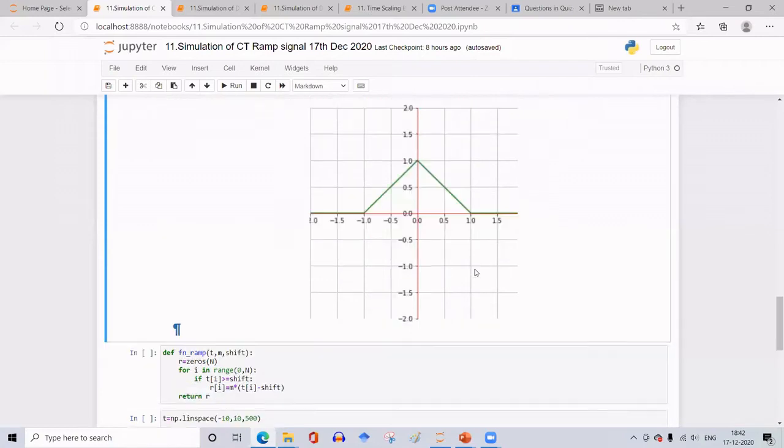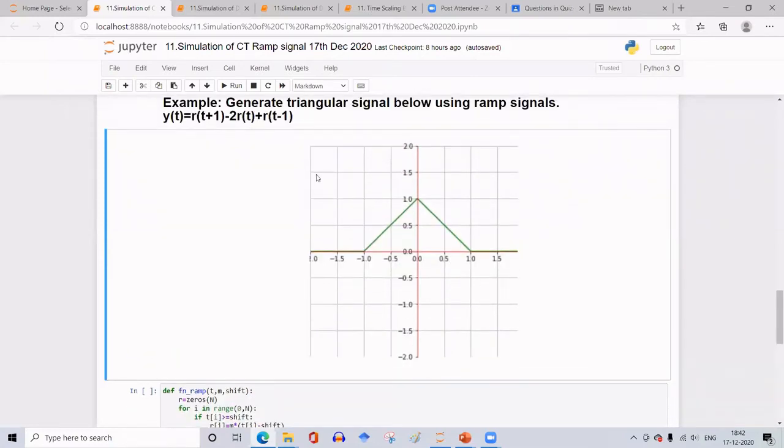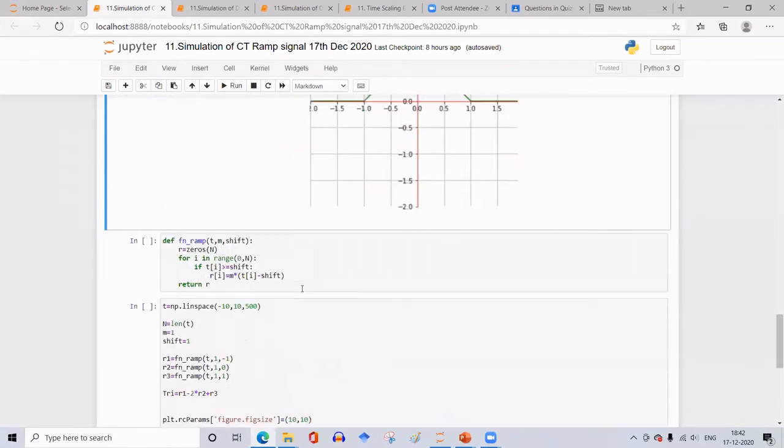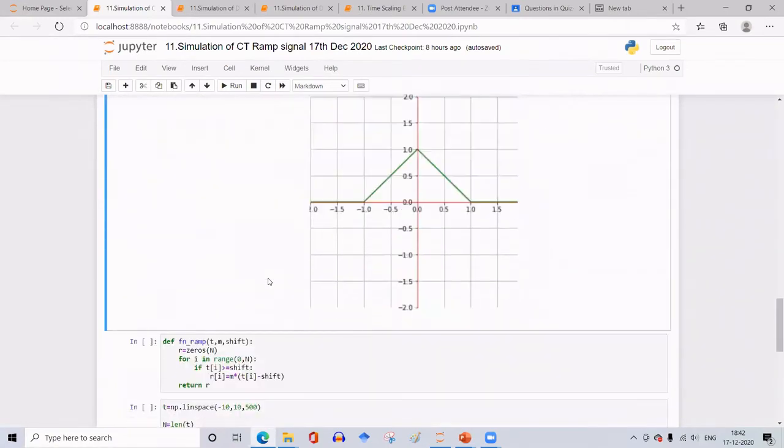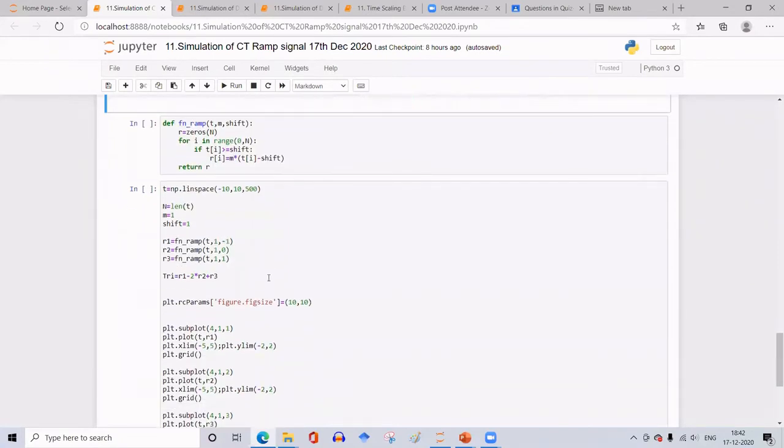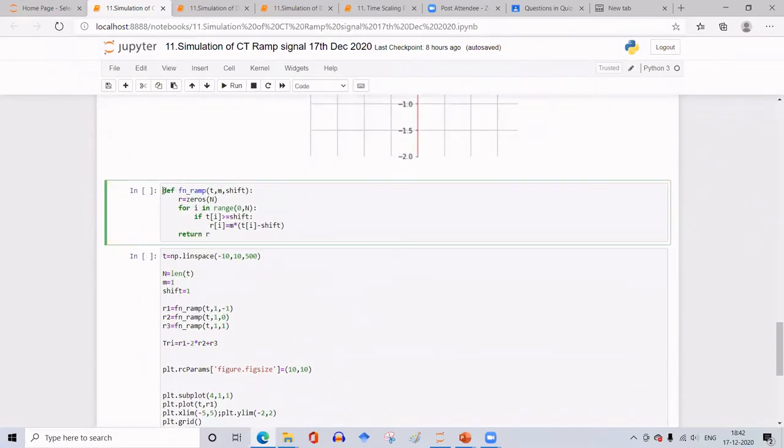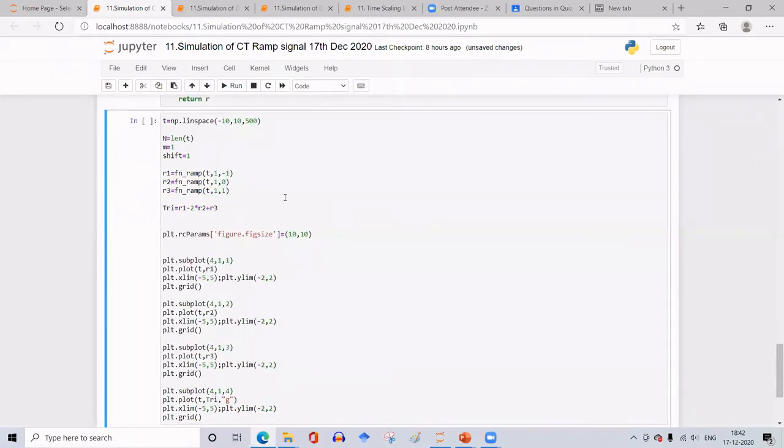Okay. So we know how to generate the ramp signal and also how to shift it, and we generate the 3 ramp signals, then add them and get the graph. So for that, only the ramp function is enough, not the folded signal. So that's why I have taken define fn underscore ramp, the definition of the ramp signal. Let me run this. And then I'm generating 3 ramps. First one has slope 1 and shift -1. Second one is slope 1 and shift 0. Third one is slope 1 and shift 1.